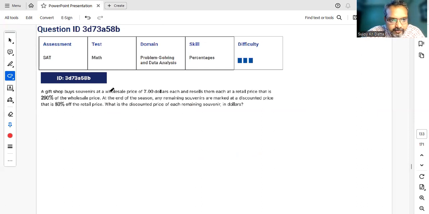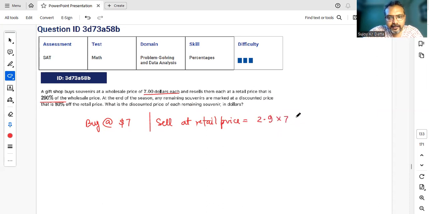A gift shop buys souvenirs at $7 each, sells them at 290%. So buy at $7, sell at retail price, which is 290%, means 2.9 times 7. Now, at the end of the season, any remaining souvenirs are marked at a discounted price that is 80% off the retail price, means there's an 80% discount.